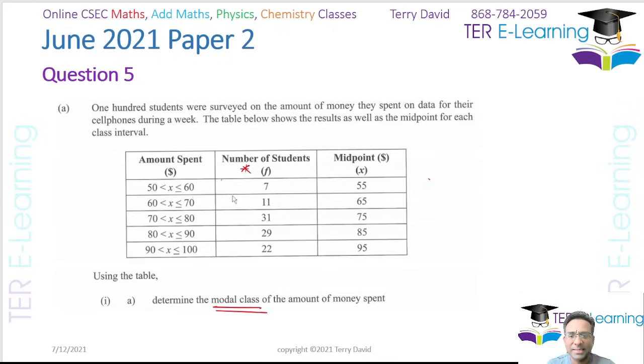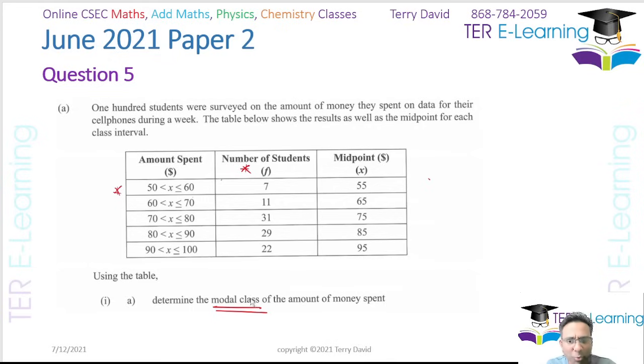Now, what this means is that between the first interval here, right? Now they said more than 50, but less than or equal to 60. So that's going from 50.5 to 60. And our frequency here is 7. It means that 7 students spent money on their data on their phone between $50 and $60, right?